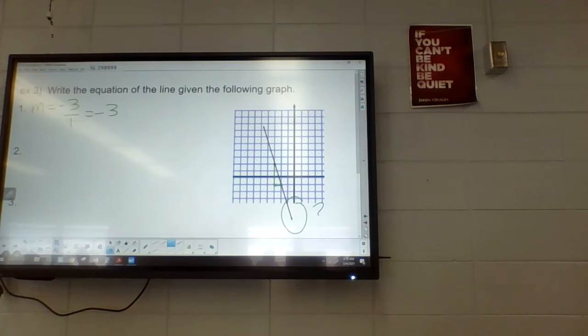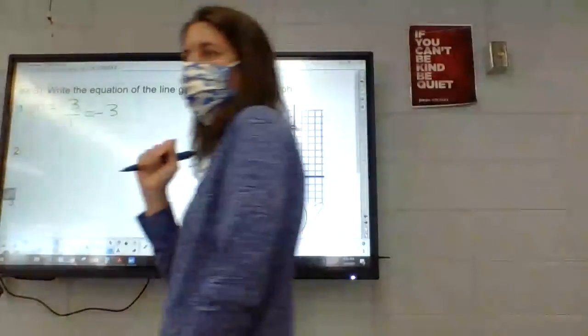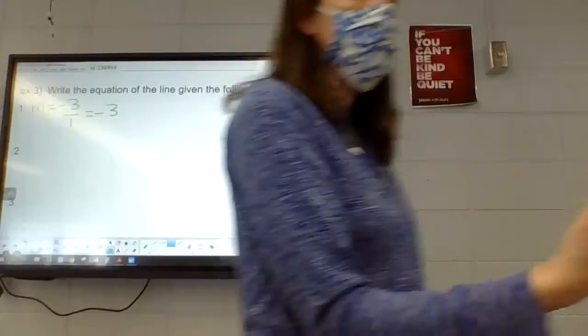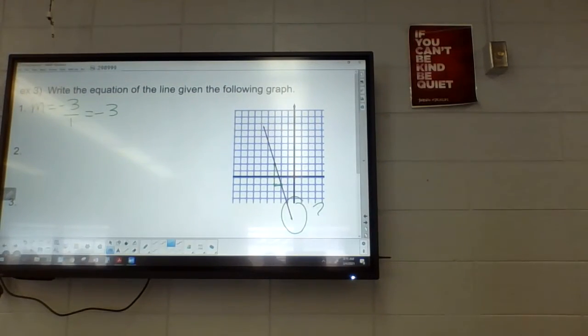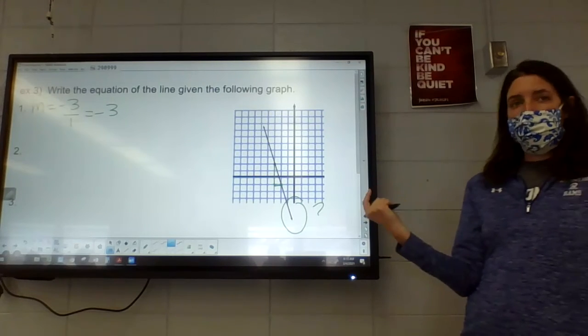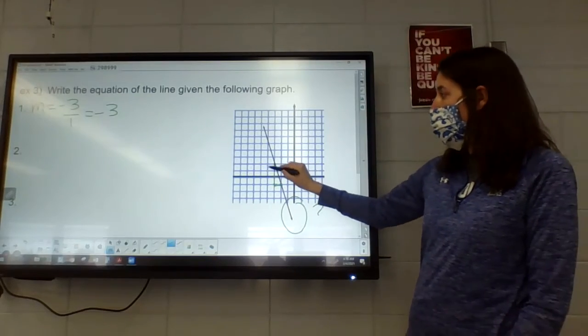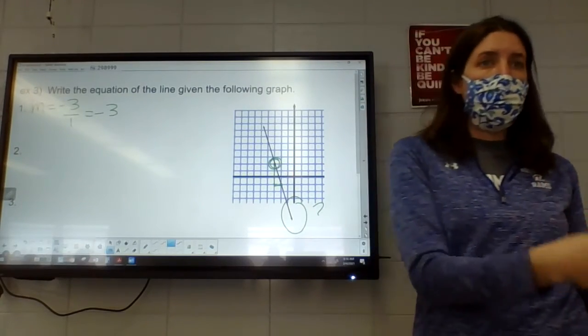Okay, that's one way, but that might not be perfect. Does anyone have another way? There's a way to be exact with this, to get an exact B value. So yesterday, or even going back to the first example we did today, what two things did they give us? In example one, the slope and a point. Do we have a point here? Yeah, we have two points that we could use. So I could use this point as my point to find my B.